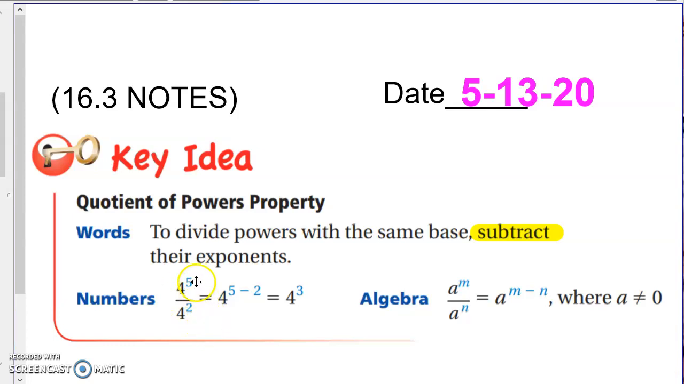But the little shortcut that you can do is you can just subtract the exponents when they have the exact same base. Since this one has a base of 4 and this one has a base of 4, I can subtract 5 minus 2 and simplify to just write 4 to the 3rd power. And this is just a little algebra example. A to the m divided by a to the n, they have the same base, so I'm going to subtract the exponents, m minus n. But of course a cannot equal 0, because you cannot divide by 0.